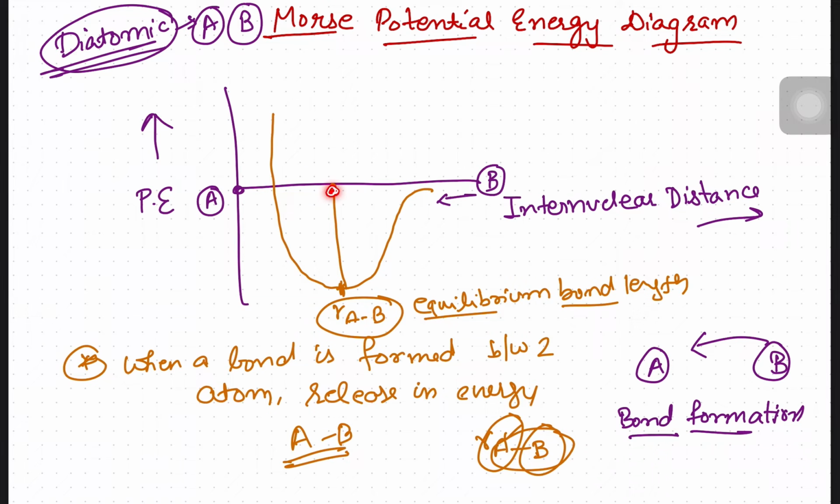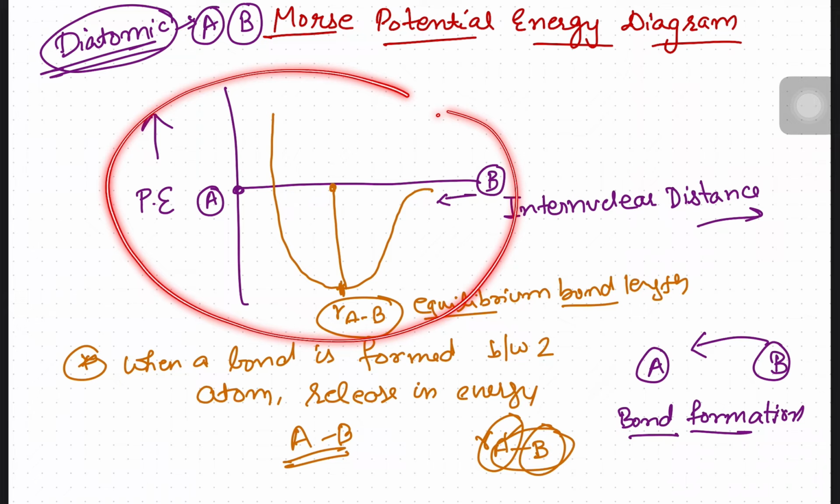If I move from this point, if I move B more close to A, then the repulsive forces between the electrons of A and the electrons of B will start, and the system will become unstable, so the potential energy will rise drastically. I hope this is clear.